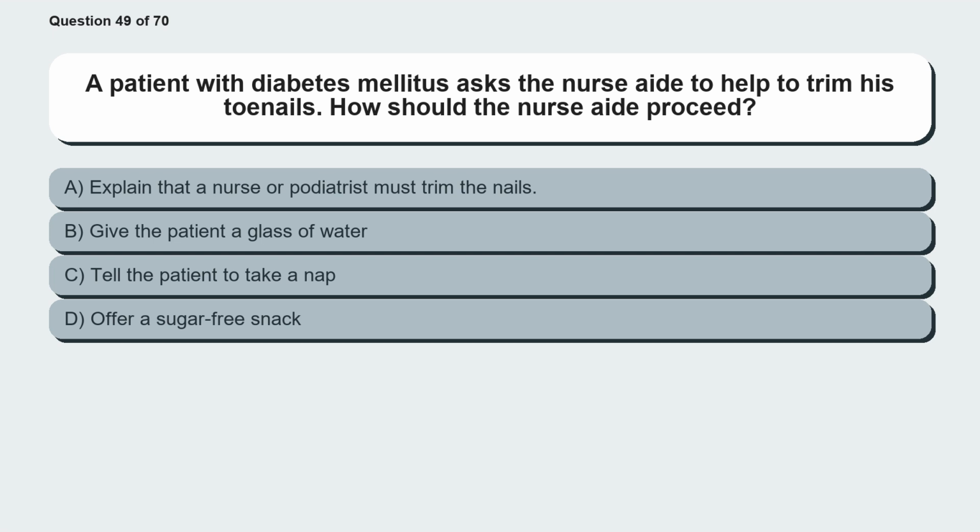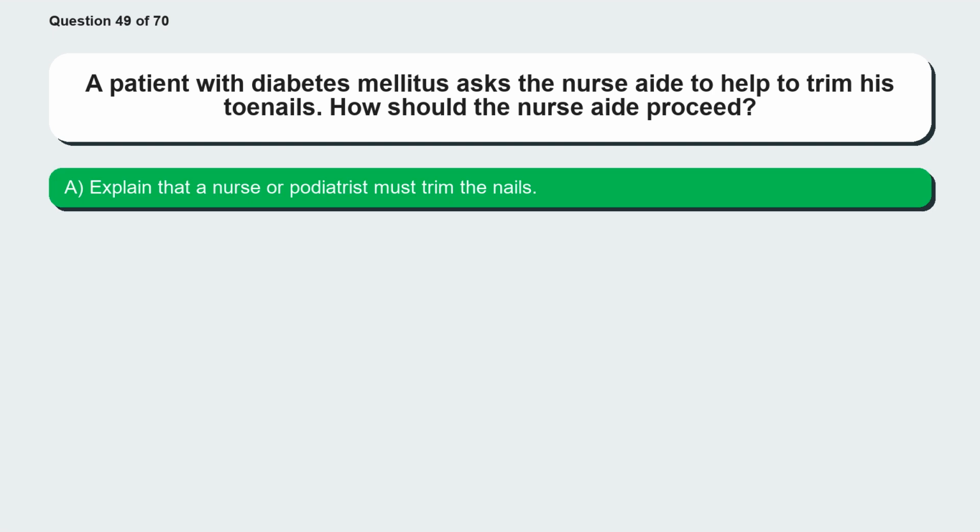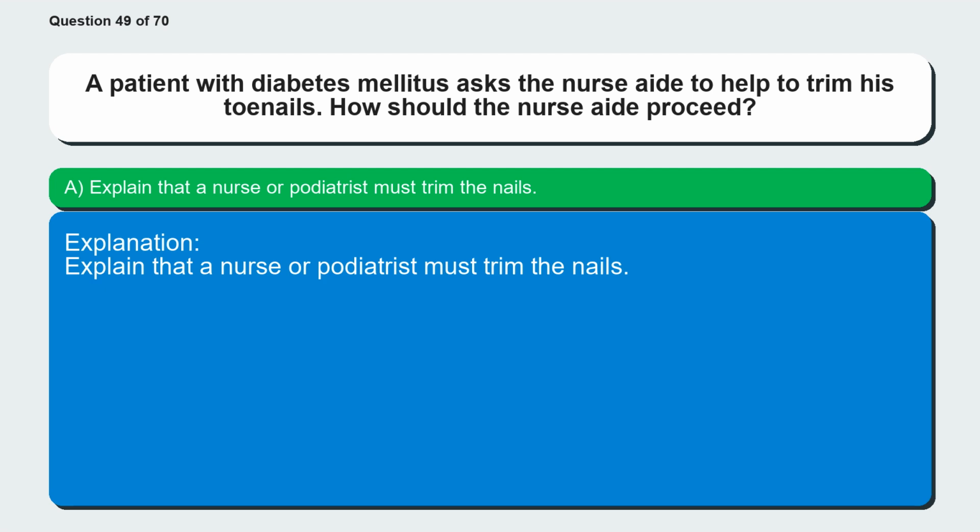Question 49. A patient with diabetes mellitus asks the nurse aide to help to trim his toenails. How should the nurse aide proceed? Option A, explain that a nurse or podiatrist must trim the nails. Option B, give the patient a glass of water. Option C, tell the patient to take a nap. Option D, offer a sugar-free snack. The correct answer is option A, explain that a nurse or podiatrist must trim the nails.